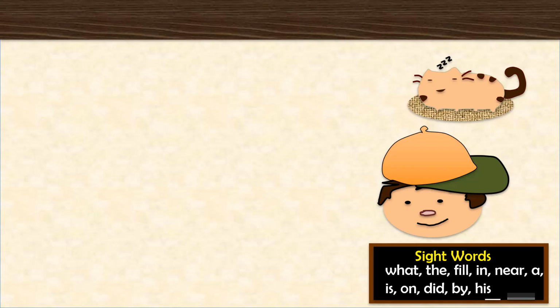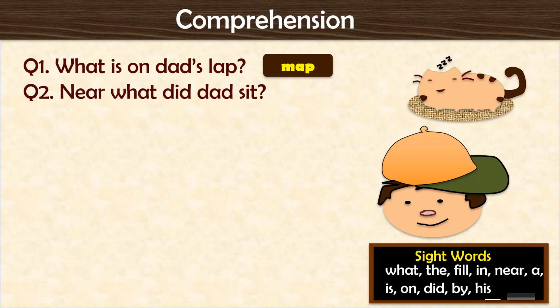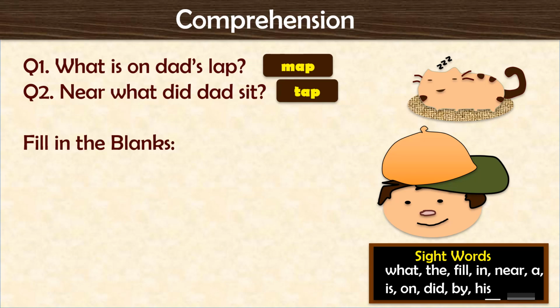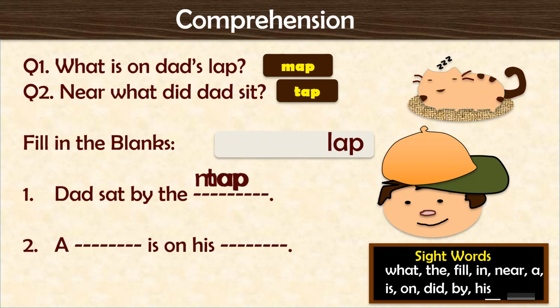Questions. Comprehension. What is on Dad's lap? Map. Near what did Dad sit? Tap. Fill in the blanks. Dad sat by the tap. A map is on his lap.